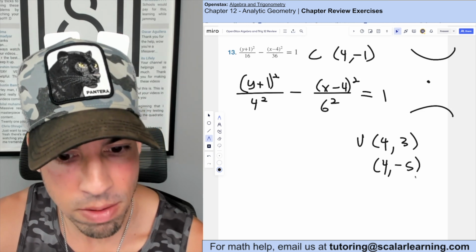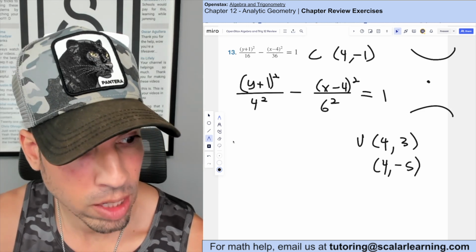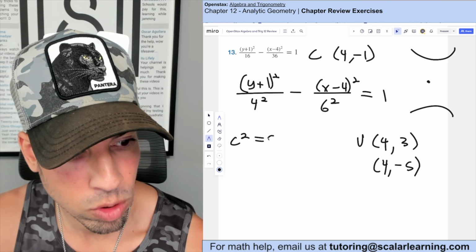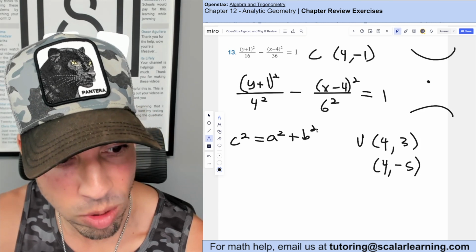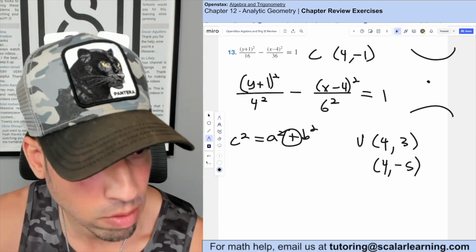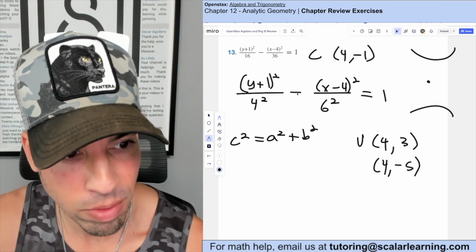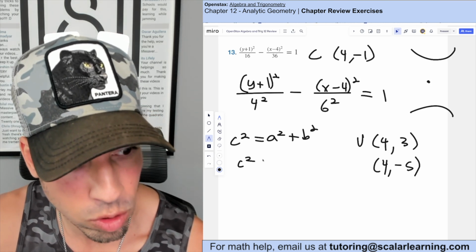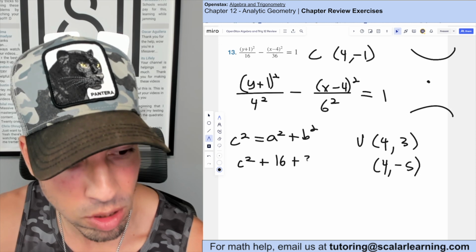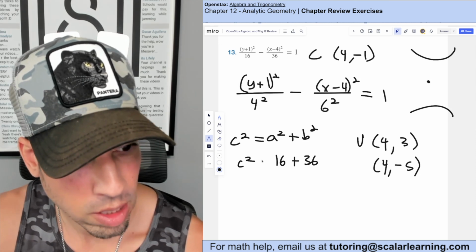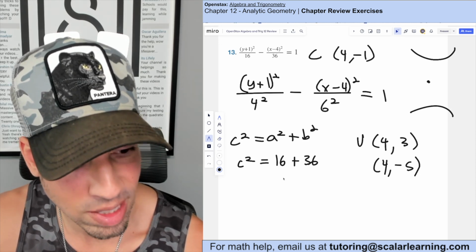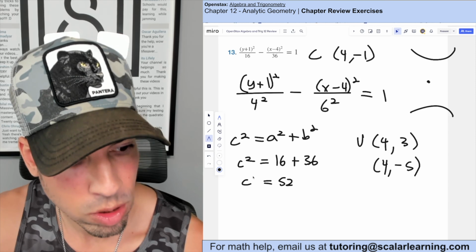And last but not least, to get the foci, we got to use our equation C squared equals A squared plus B squared. Again, slightly different from the ellipse. It's a plus instead of a minus. And these are kind of arbitrary, but we'll say that's A squared because that's before the minus sign. So C squared equals 4 squared, which is 16, plus 6 squared, which is 36. Sorry, that was meant to be an equal sign. 16 plus 36 is 52 equals C squared.